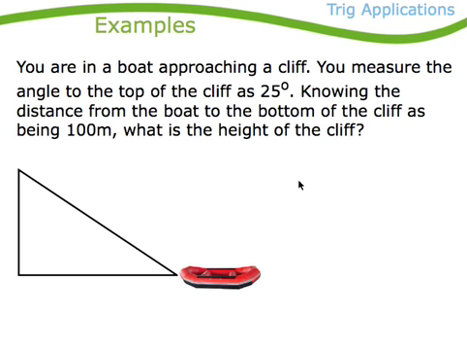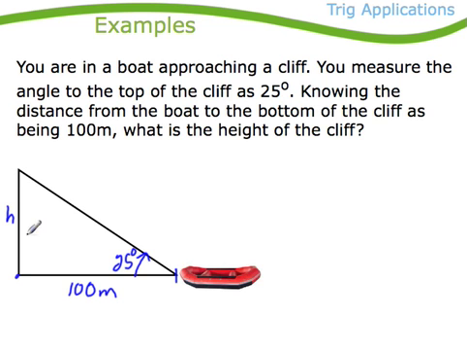Here's a question. I'm in a boat. Doesn't look like much of a boat. I'm approaching a cliff and I measure the angle from where I'm at in the boat to the top of the cliff as 25 degrees. And I know the distance from my boat to the bottom of the cliff as 100 meters. And my question is, how high is that cliff?